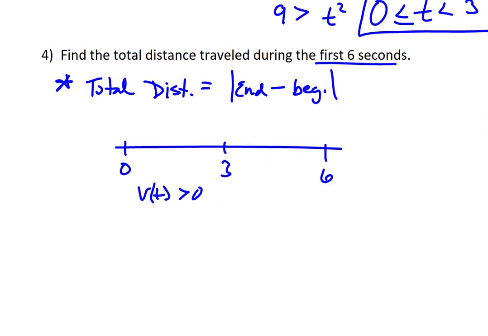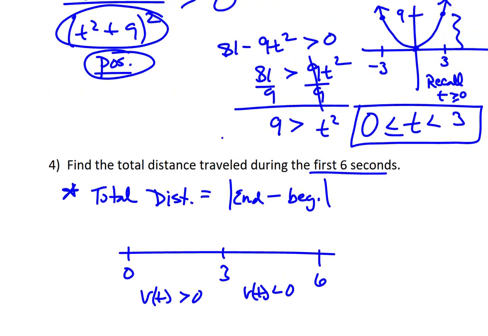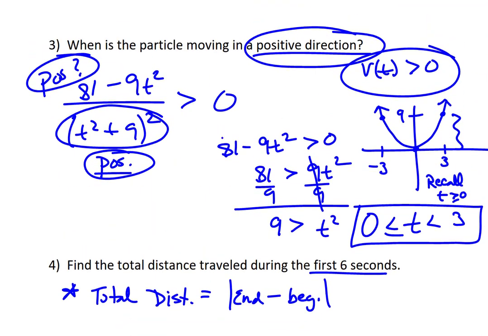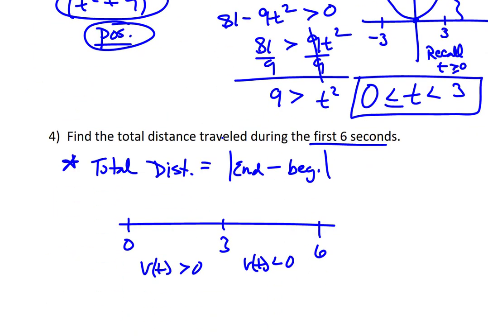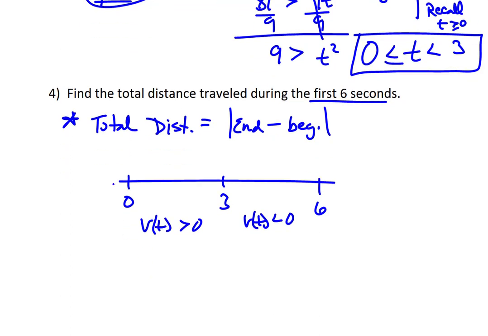It's positive from 0 to 3, which means it must be negative from 3 to 6. If we found anywhere it's positive in the previous step and came out with 0 to 3, that was where that function is positive, then anywhere else it should be negative, which would include then 3 to 6. Well, the reason that matters in this next question is because if you're talking about the total distance traveled, the direction you're going matters.